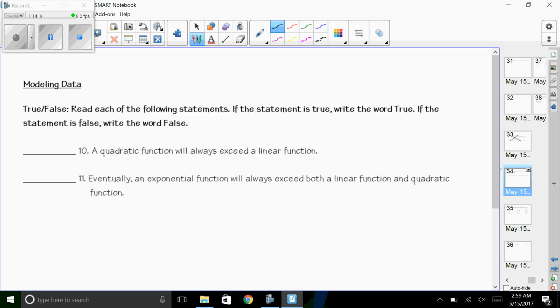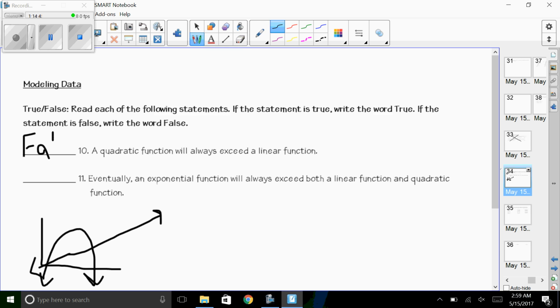And the answer to that is, for instance, let's draw an example where it's not true. Say we had a quadratic function. Maybe at first it exceeds it, but eventually, if the parabola was turned and facing down, then no, it wouldn't. But here's an example of when it would. So all you need is one example that's false to say false.